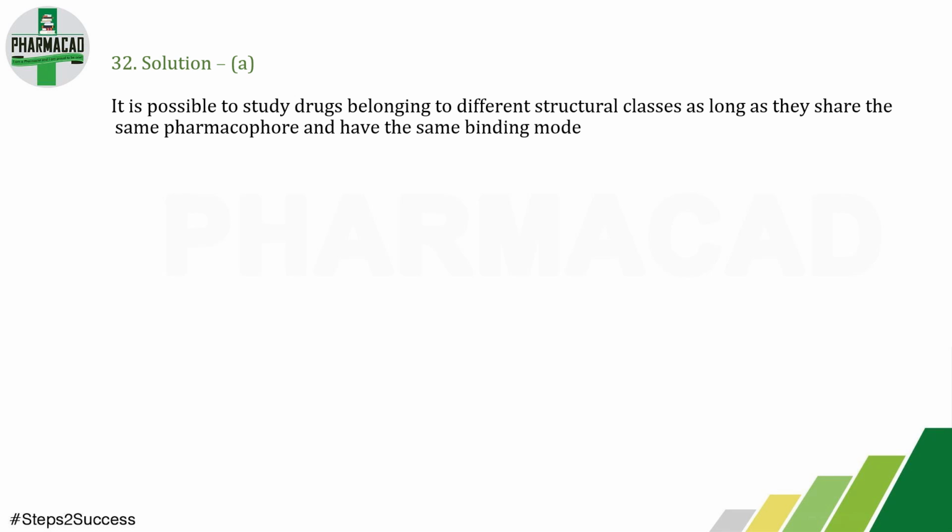So they have asked the false statement. The correct option is option A, that it is possible to study the drugs belonging to different structural classes as long as they share the same pharmacophore and have the same binding mode. Okay. So that is the minimum requirement. They should have same pharmacophore and same binding mode, and those drugs can be studied by 3D QSAR or QSAR.